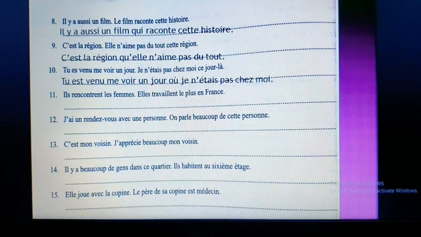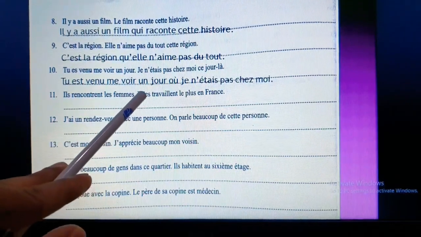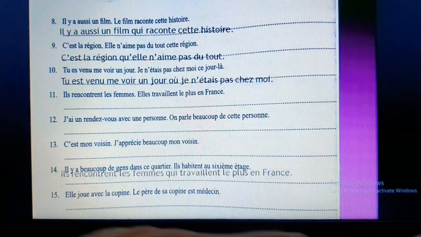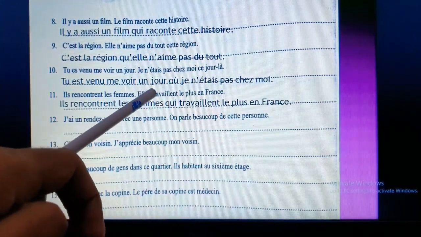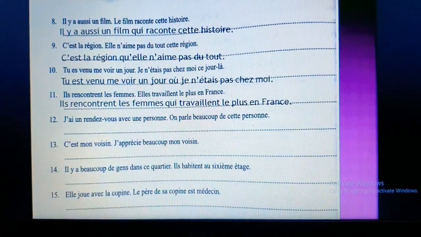Ils rencontrent les femmes. Elles travaillent le plus en France. So, elles and les femmes: elles is being used as a subject, so it will be replaced by qui. So, subject will be replaced by qui. And the rule is qui followed by the verb. Ils rencontrent les femmes qui travaillent le plus en France.